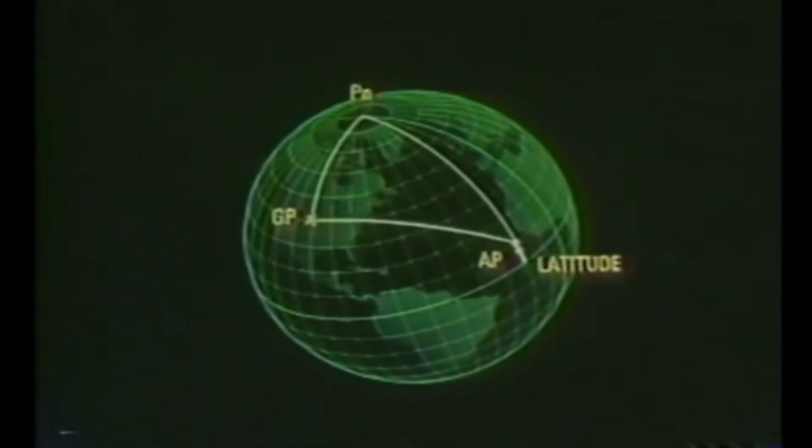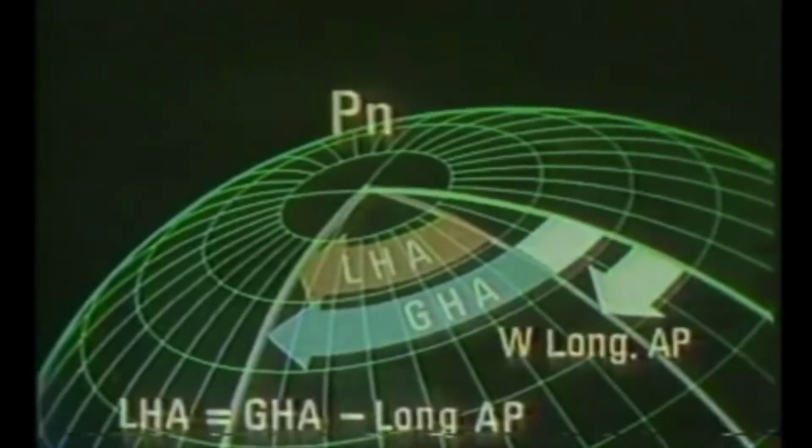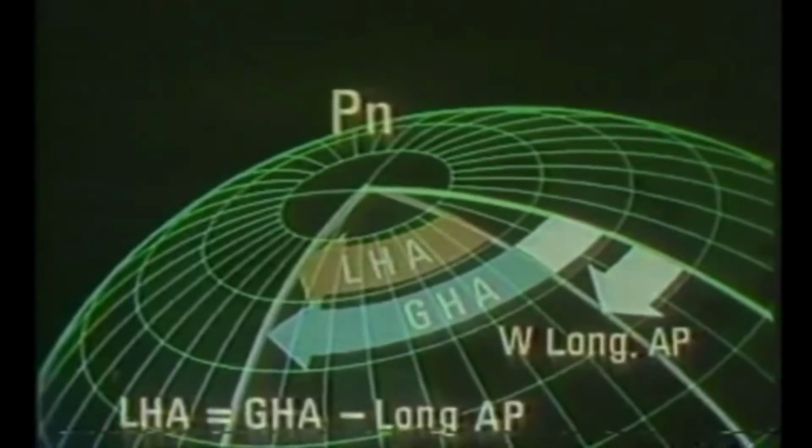If you know the latitude of your assumed position, you know this side: co-latitude, 90 degrees minus the latitude. This angle is the LHA, local hour angle, of the celestial body. It is measured from the celestial meridian of your AP westerly to the hour circle of the celestial body. In this situation, LHA of the celestial body equals its GHA minus the longitude of your AP.